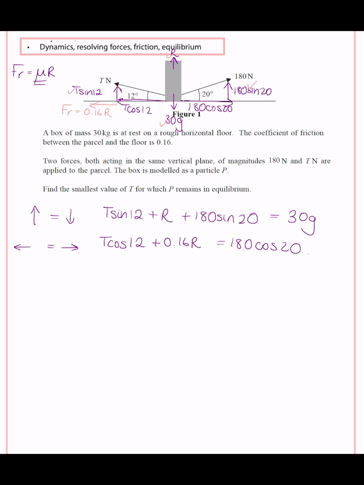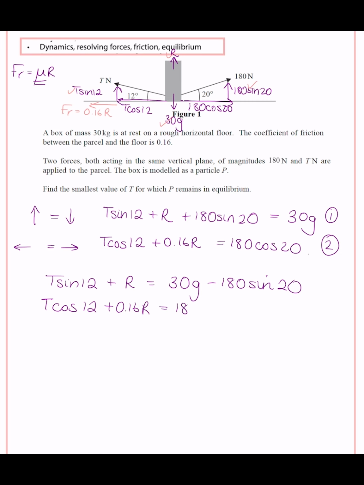We can first rearrange the first one. If I call that 1 and call that 2, you've all got calculators where you can put things in using your simultaneous equations button. So minus 180 sine 20. Then I've got T cos 12 plus 0.16 R equals 180 cos 20. There are no marks generally for sorting this out beyond plugging it into your calculator. So let's do that.